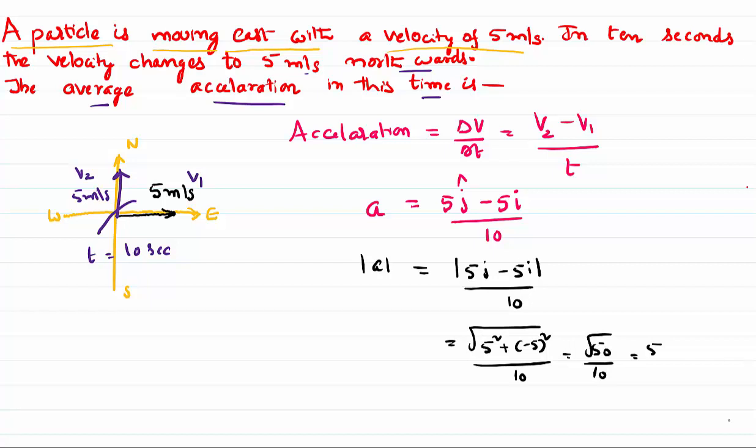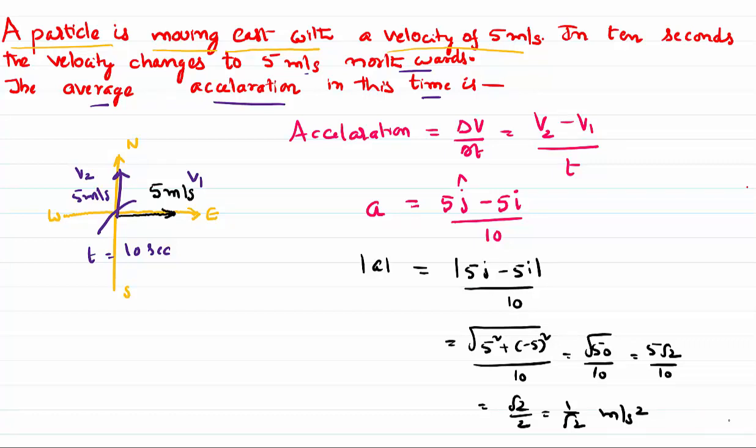Root 50 is nothing but equal to 5 root 2 by 10. That's nothing but equal to root 2 by 2. That's nothing but equal to 1 by root 2. Acceleration is 1 by root 2 meter per second square. This is how I have to solve the problem.